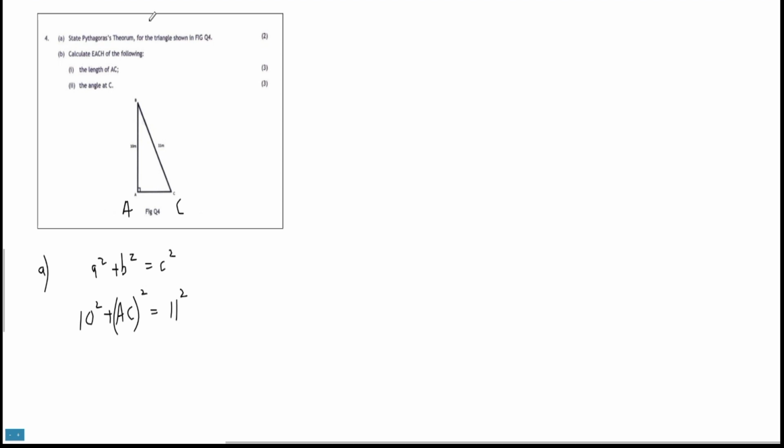State Pythagoras' theorem for the triangle shown. Well, I kind of did, I think. Calculate each of the following. So they're actually using the thing. We're going to calculate the length of AC. It's already set up, ready to go. So we can say AC squared is equal to, I'm going to minus the 10 squared from both sides. So we get 11 squared minus 10 squared.